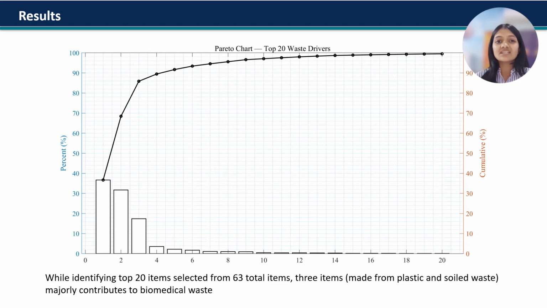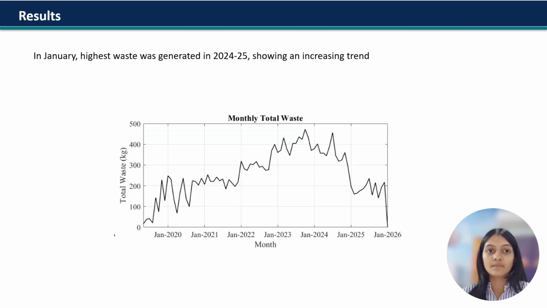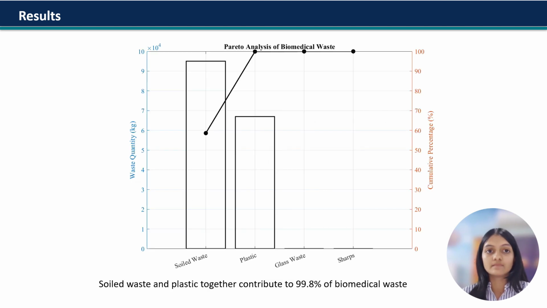And out of the 63 total items, the top 20 were analyzed, and out of that, only 3 were responsible for the majority of emissions. This validates the Pareto hypothesis, and controlling these few high-impact items can substantially reduce total emissions. The waste generation increased steadily until January 2024, as shown by the graph, and after following implementation of mitigation measures, the waste level showed a decline towards 2026, indicating that the intervention was effective.